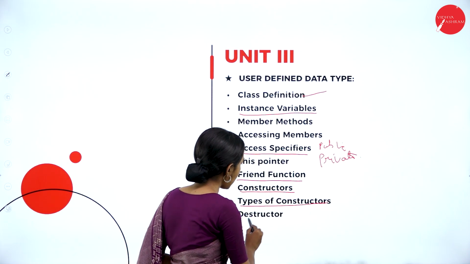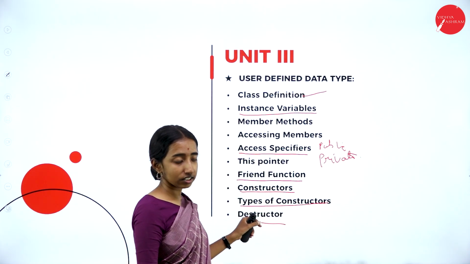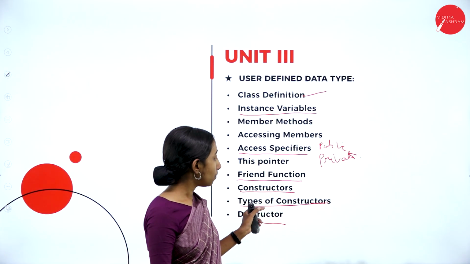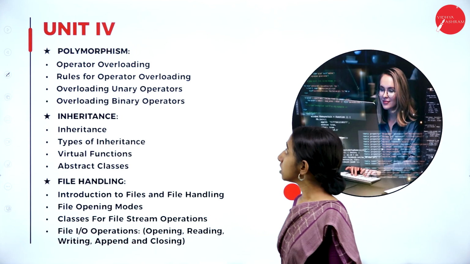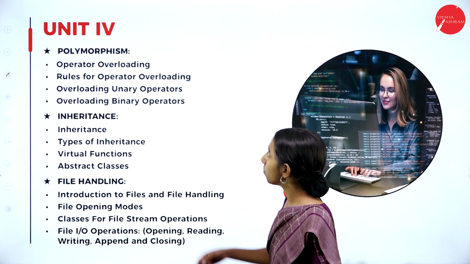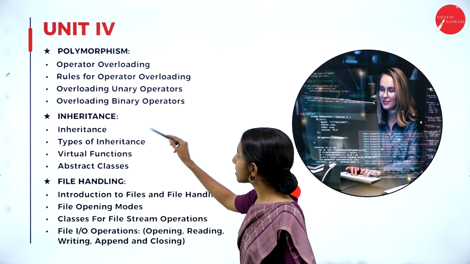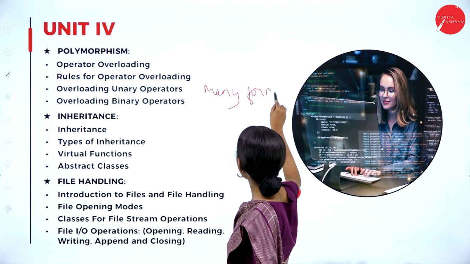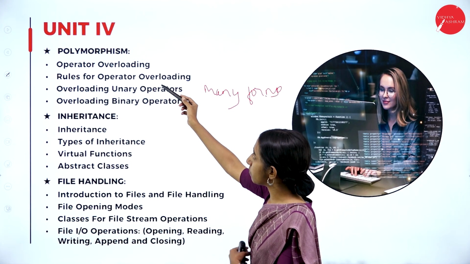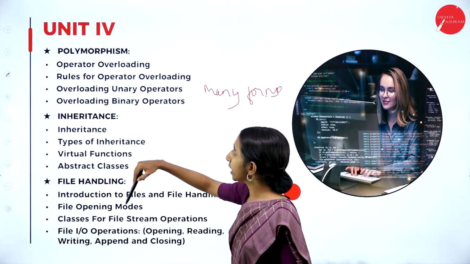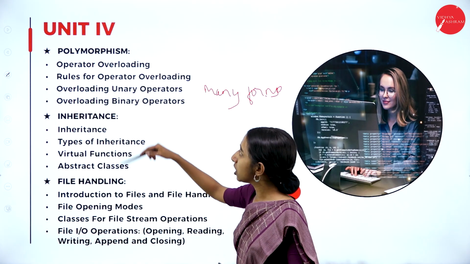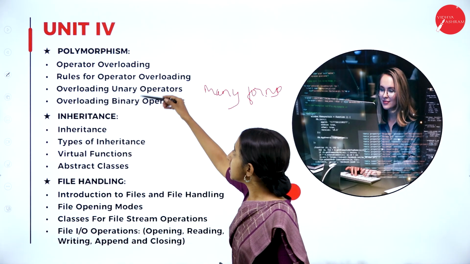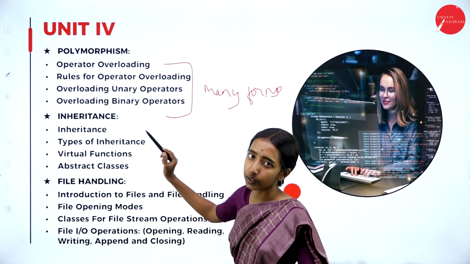Types of constructor and destructor. What is constructor? What are all the different types of constructor? When we are using the constructor, that we're gonna learn in Unit 3. So, in Unit 4, we are having polymorphism. So, poly means many and morphism means forms. So, in polymorphism, we are having operator overloading, rules for operator overloading, overloading unary, overloading binary operators. So, these are the things that we're gonna learn in Unit 4.